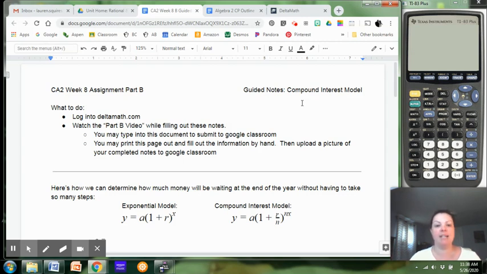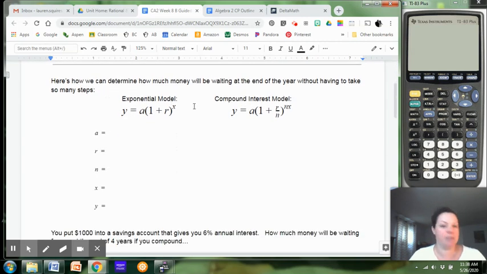So this model is a formula of sorts that you can just use to plug in all this information and figure out what we're going to have at the very, very end. This model is based off of the exponential model we looked at last week. We looked at y was equal to a times the quantity of 1 plus r raised to the x power. A was kind of the amount you started with. X up here in your exponent was the time, the number of years that went by, and then the r in there was your percentage rate.